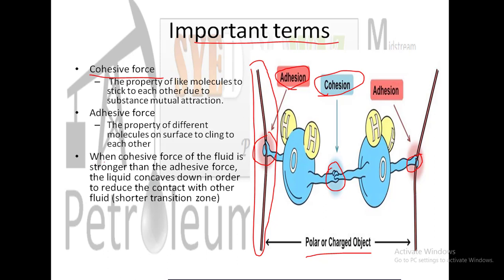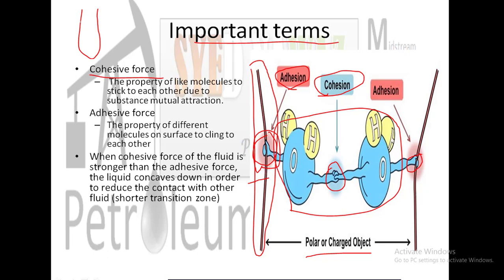So what is the use? When the cohesive force of the fluid is stronger than the adhesive force, then the liquid concaves down in order to reduce the contact with the other fluid. Okay, so what I mean to say over here is, if the cohesive force has the upper hand in terms of force or pressure when compared to adhesive force, then you can imagine, let us consider a test tube.